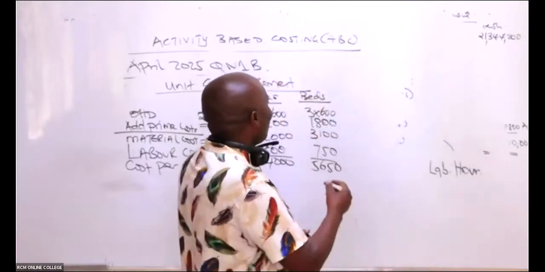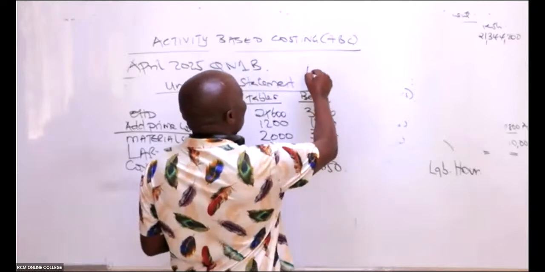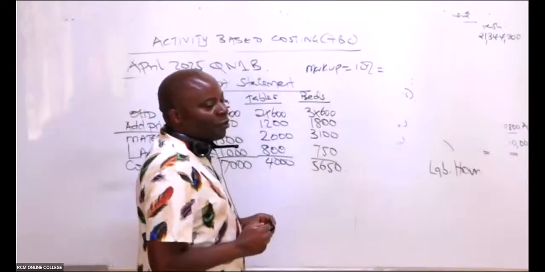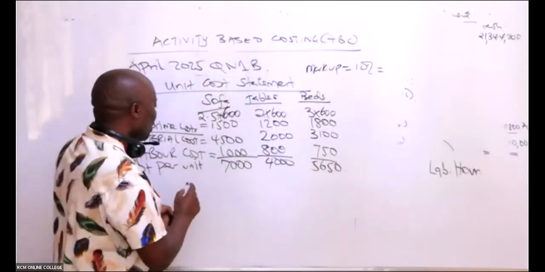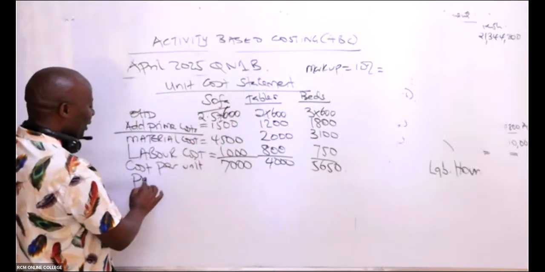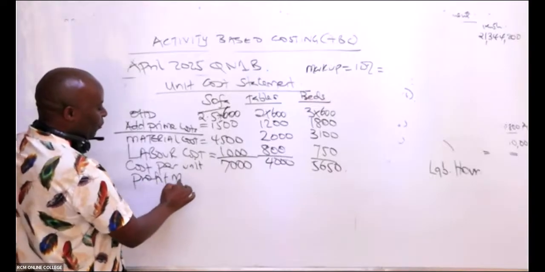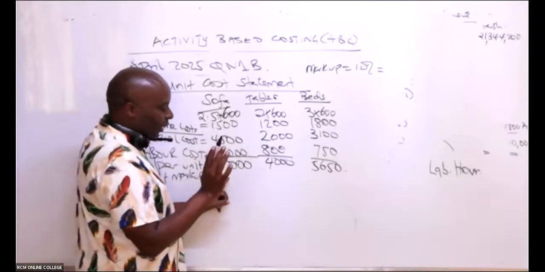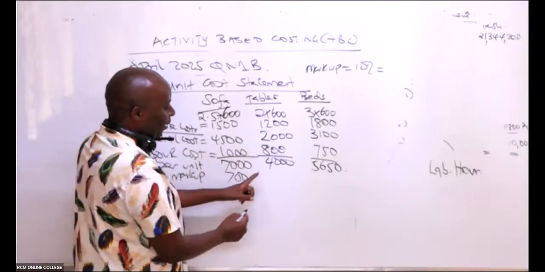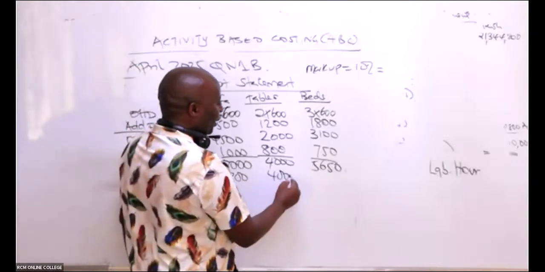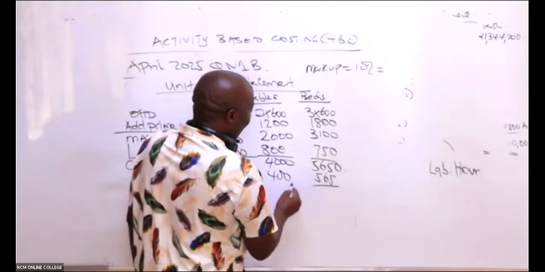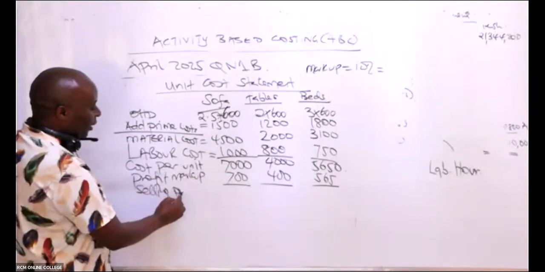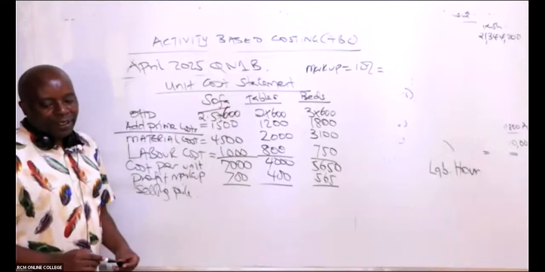If he gave you a markup of 10%, then you should have come here and calculated the profit. We call it profit markup. So it'll be 10% of 7,000, which will be 700, isn't it? 10% of this, 400. 10% of this, 565. And then when you add the two, now you are able to get what we call a selling price.